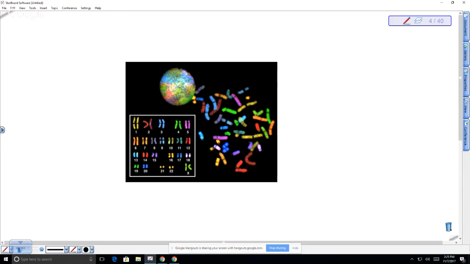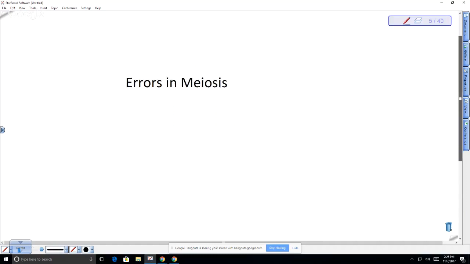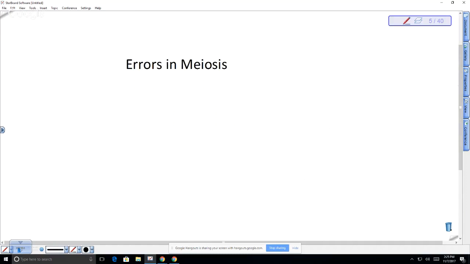Okay, well, sometimes there are mistakes made when the chromosomes separate during meiosis, and so we're going to talk about those errors in meiosis. If you have the correct number of chromosomes, you are said to be a euploid. U means good, ploid means copy. So that means you have the correct number of chromosomes, and that is 46, right? So that would be the correct number.